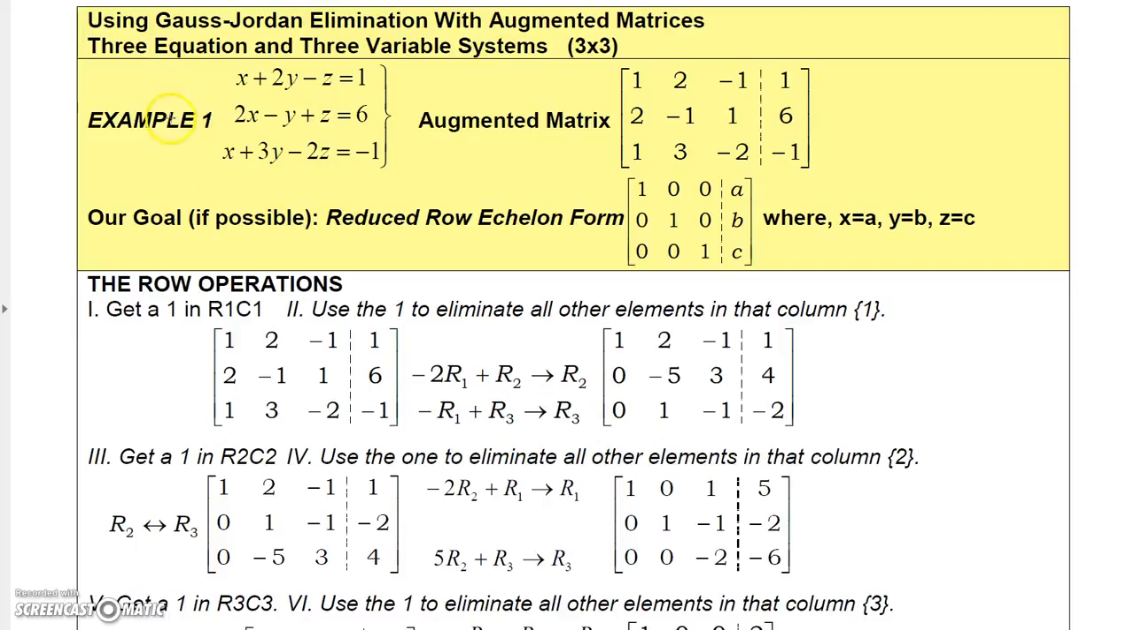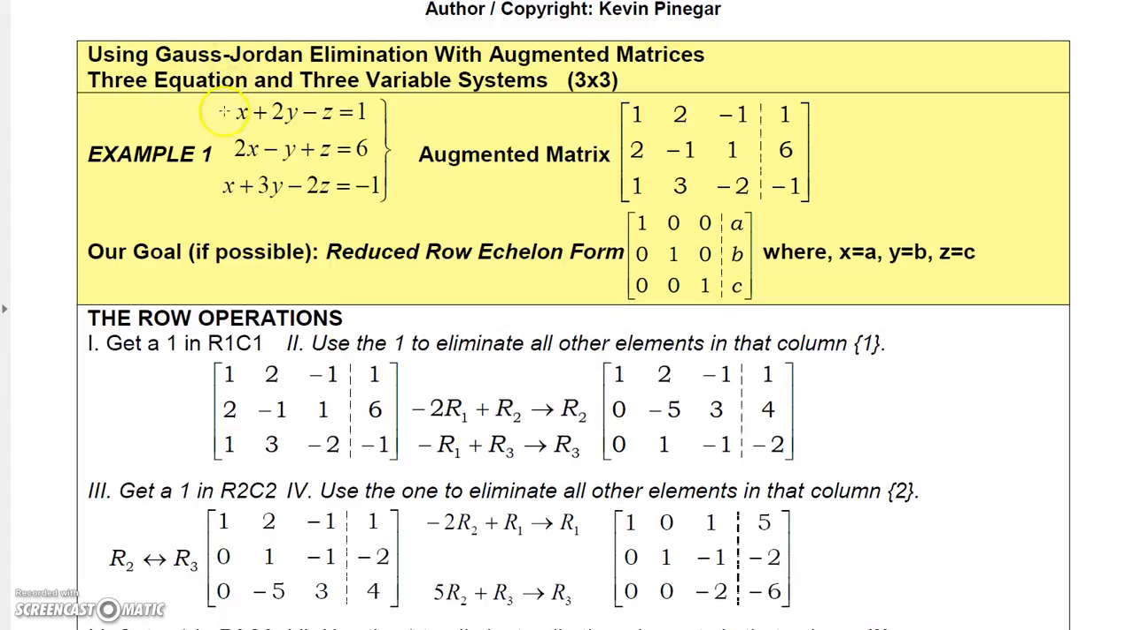So again, what I want to talk about is how to solve a system of 3 equations and 3 variables. Here's a system, and you know how to put it in augmented matrix form. The augmented matrix is here, and what we would like to do is convert this to an augmented matrix that has ones down the diagonal and then zeros in these other spots here.